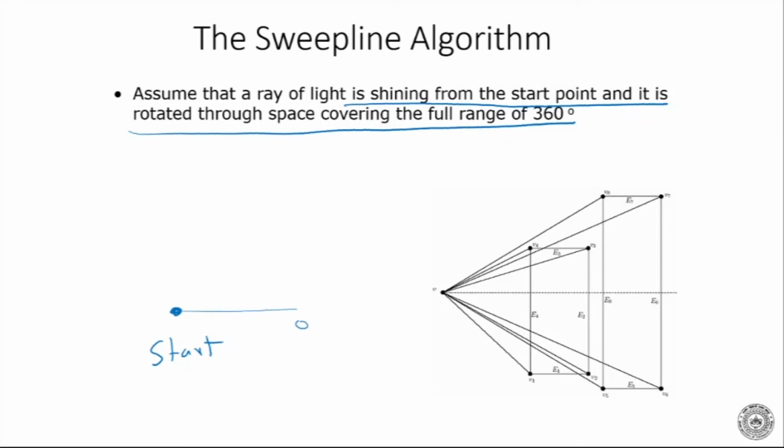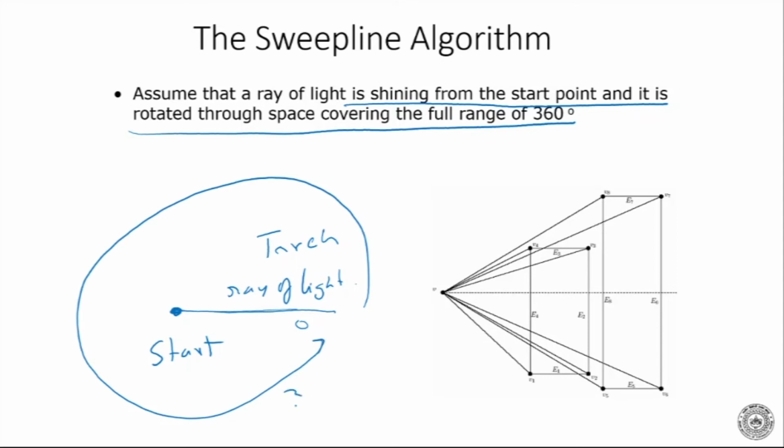So let's say this is my 0 and this is a ray of light. You can consider this to be a torch. Suppose you're shining a torch, and this ray of light is rotated the full 360 degrees. Now what is it that you'll see? As you start off from 0 degrees, you will first hit this obstacle. Then as it is moving up, you'll see, sorry, this is the logical way it works.